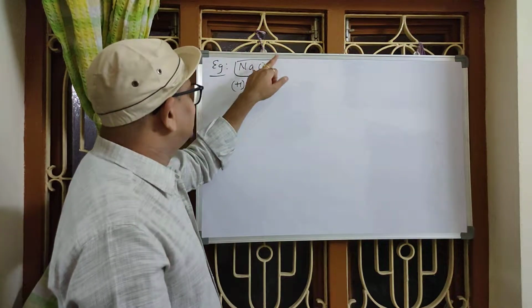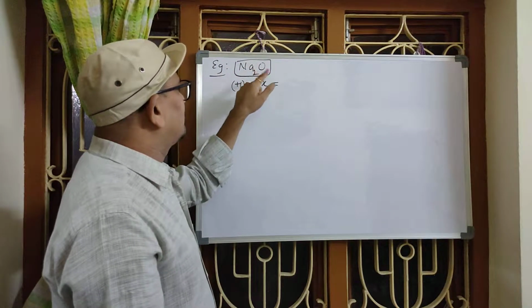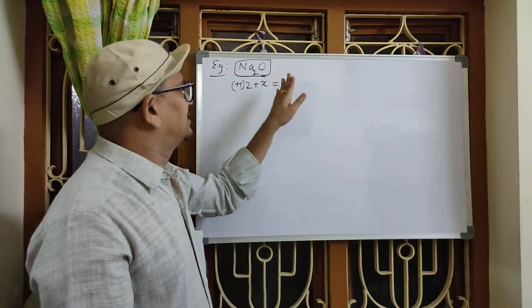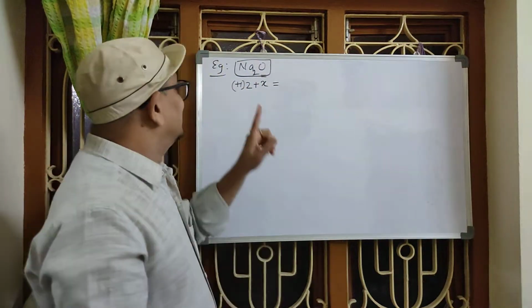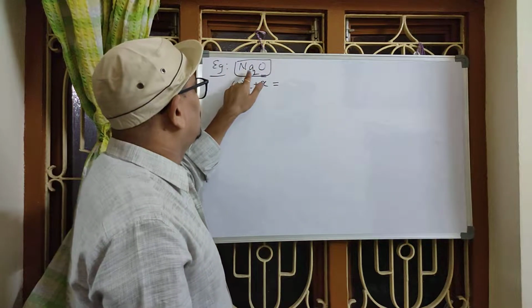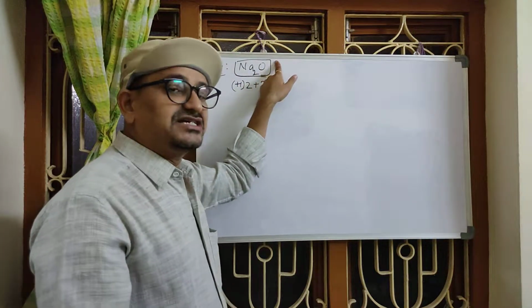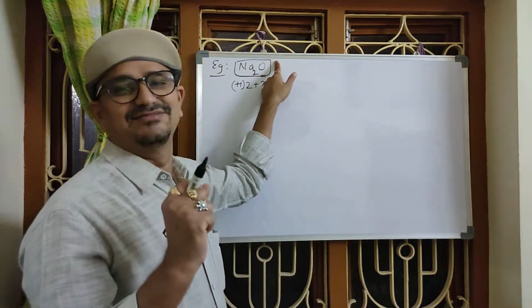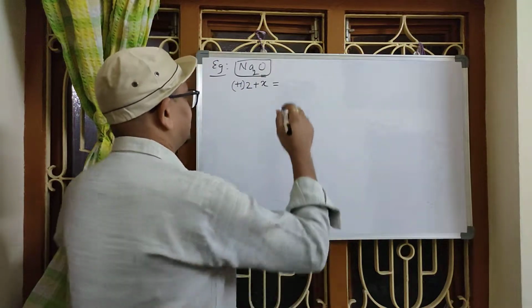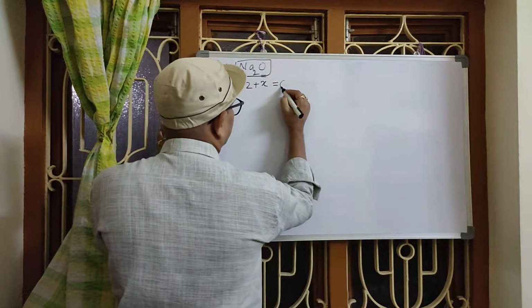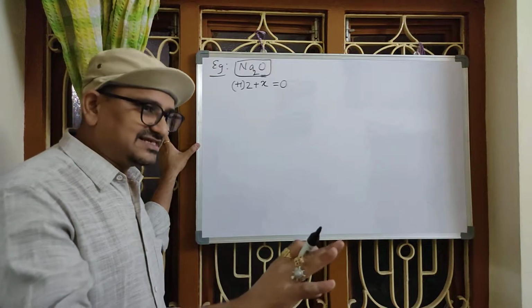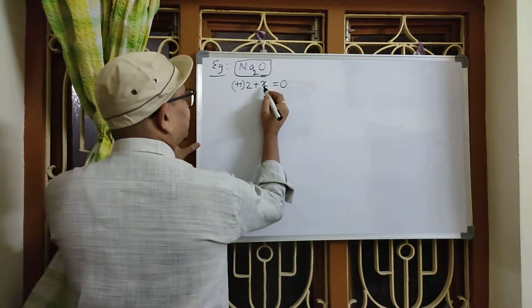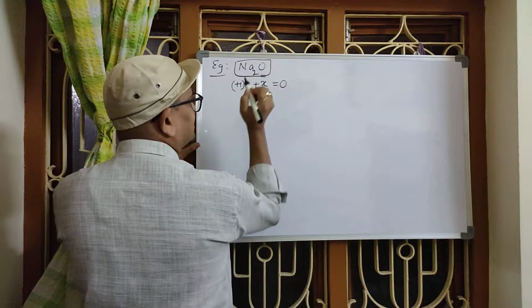So, as it is a neutral species, the sum of the oxidation numbers of all atoms must be equal to the net charge on the species. I am repeating, the sum of the oxidation numbers of all atoms must be equal to the net charge on the species. So, as there is no charge on the species, the sum of these 2 charges should be equal to 0. Is this clear? Now, let us find the value of X. X corresponds to the oxidation number of oxygen.